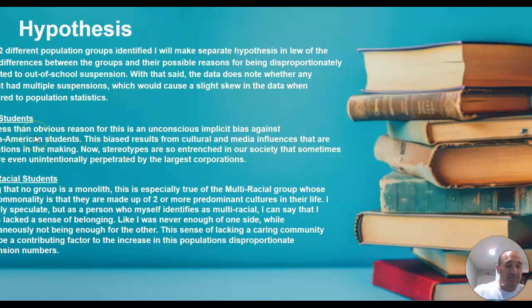For our multiracial students, we want to remember that no group is a monolith, and this is especially true of the multiracial group, whose only true commonality is that they're made up of two or more predominant cultures. I don't want to speculate, but as a person who myself identifies as multiracial, I can say that being in this group, I often lacked a sense of belonging. Like I was never enough for one side, while simultaneously not being enough for the other. This sense of lacking a caring community could be a contributing factor to the increase in this population's disproportionate suspension numbers.